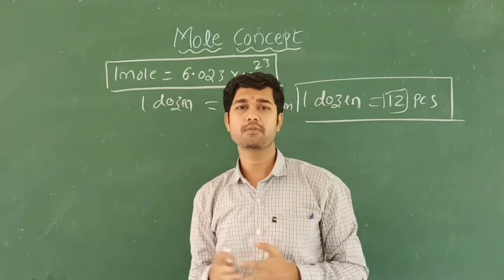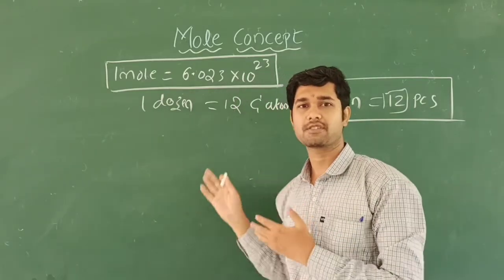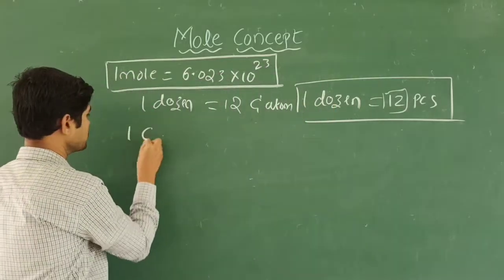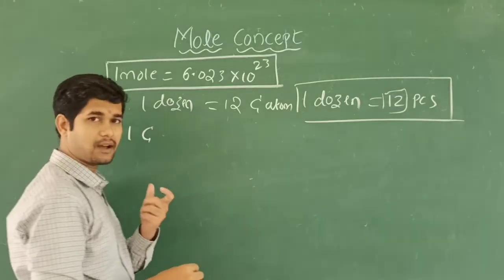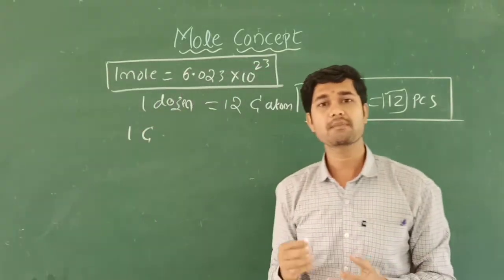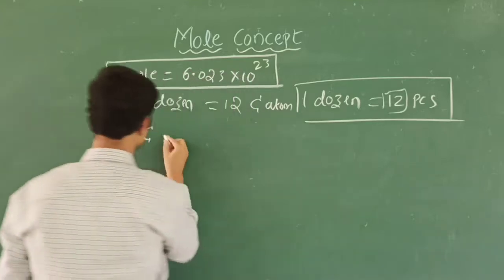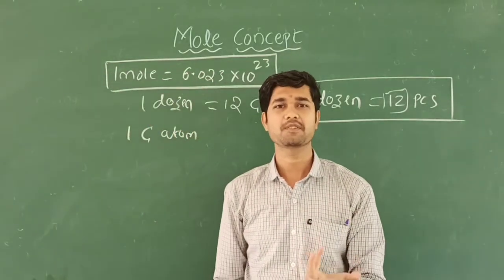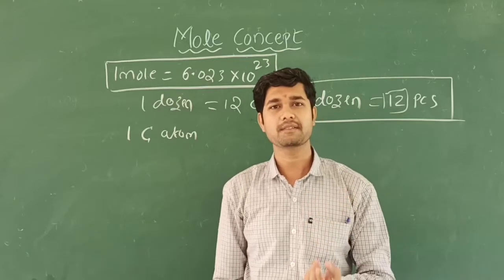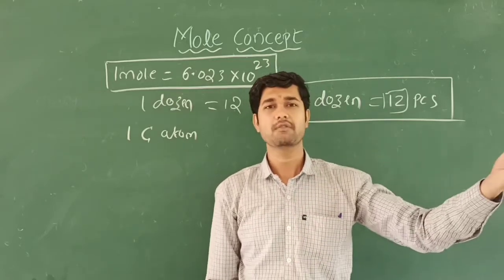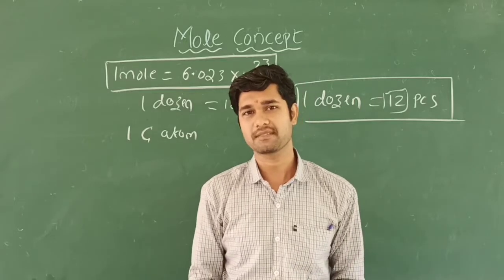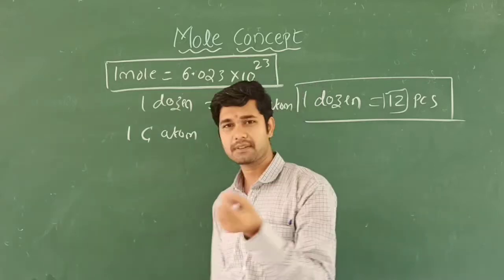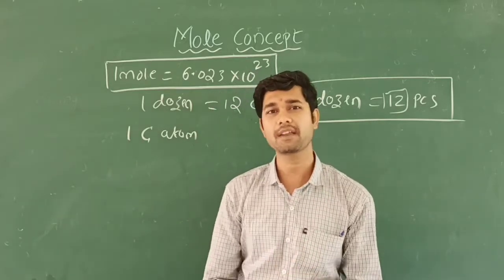Okay, so why is it used? Because of calculation, because of the mass of an atom. If I ask you to measure, say, the mass of one carbon atom, can you measure it? No, because an atom is a very tiny, minute particle. You cannot see it with your naked eyes. Then how can you measure it?